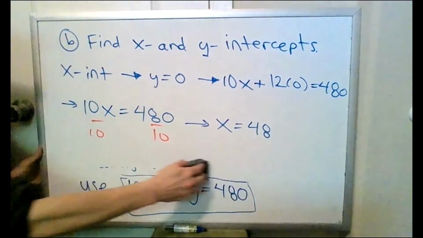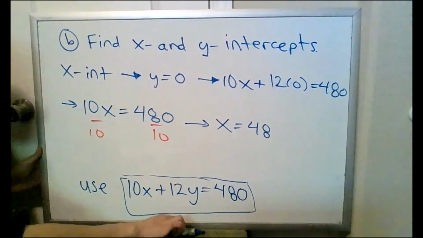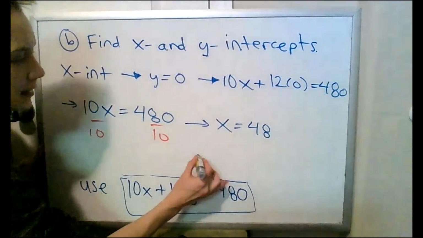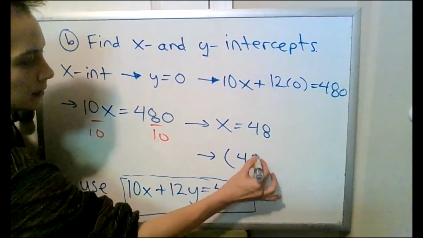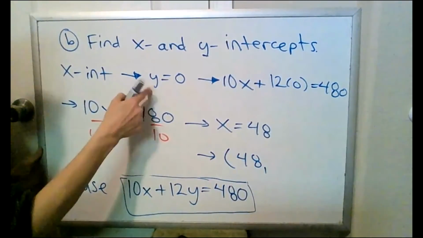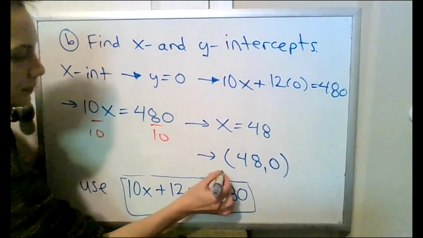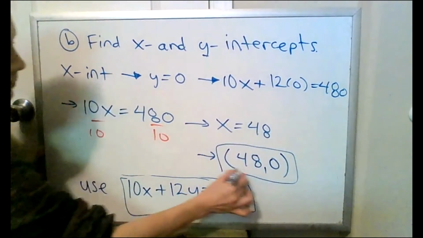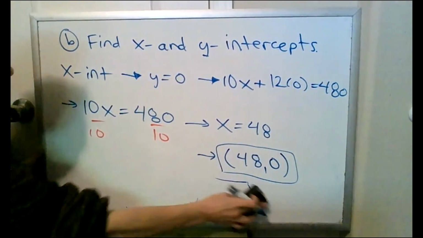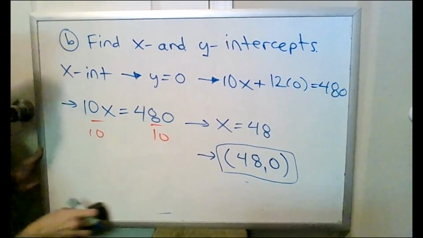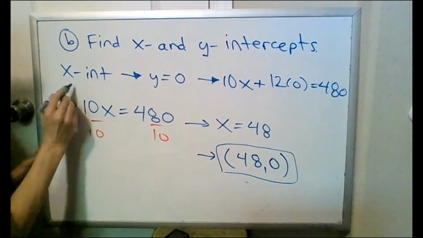I like to write my intercepts as points. So the first part is your x value, 48, followed by the y value, which we put equal to 0. That was the x-intercept.